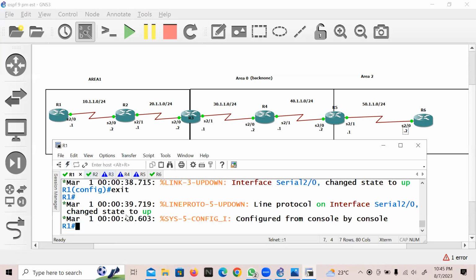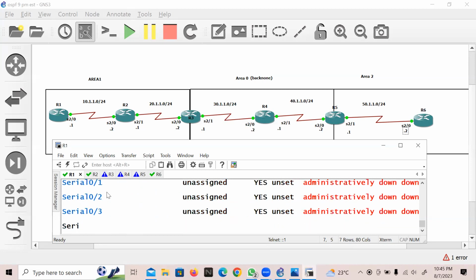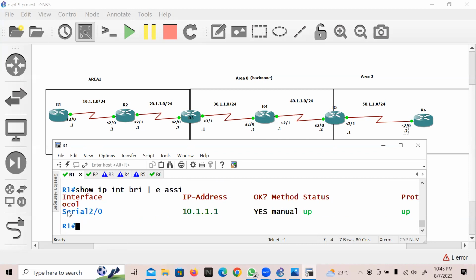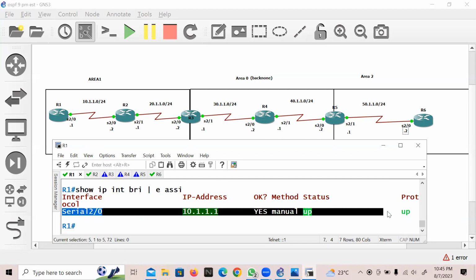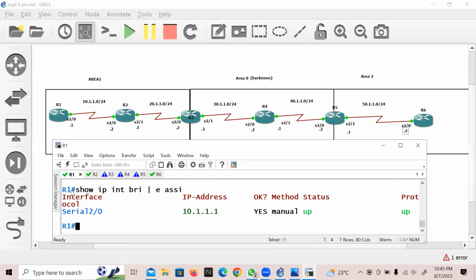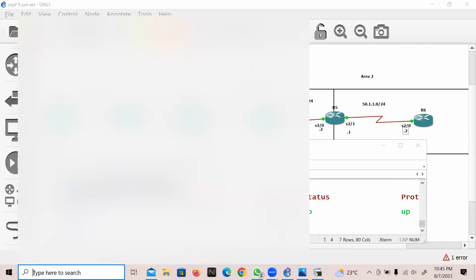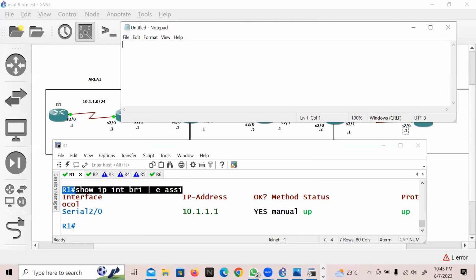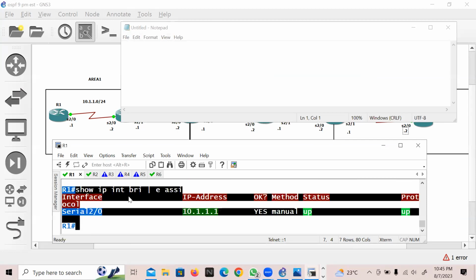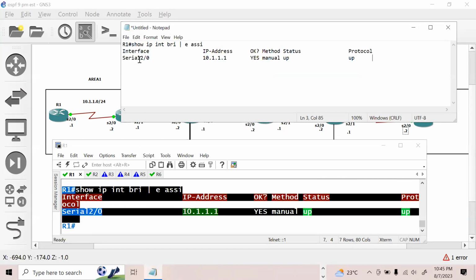So I'm not verifying it, but you can verify with show ip interface brief, but it's very long. So you can use one more shortcut command, show ip interface brief, then assign. Which you configured, it will show that information. This is a very good command to see what you have configured. It will show you only that information on the interface. This basic command will help you a lot.